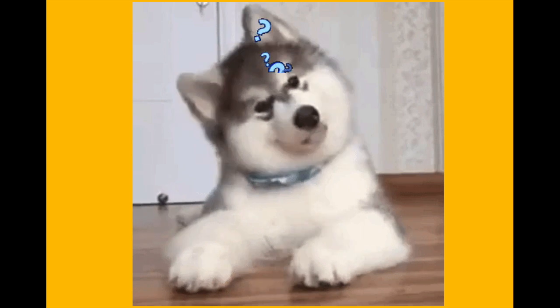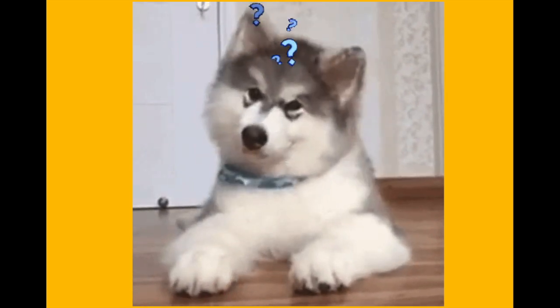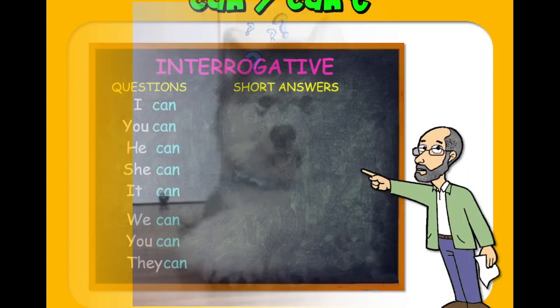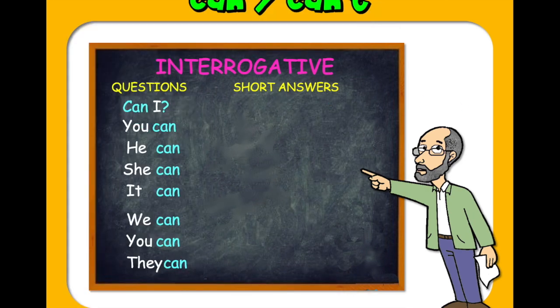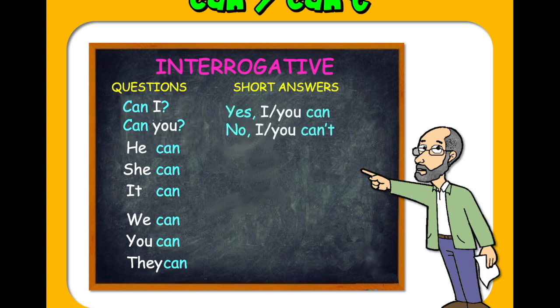Now, how do I ask questions with can? Let's take a look at the formula. Okay, as you can see, we need to use the modal auxiliary first and then the pronoun. Let's see that again. Instead of saying I can, we say can I. Instead of saying you can, we say can you. And these would be some of the short answers. Yes, I or you can, or no, I or you can't.